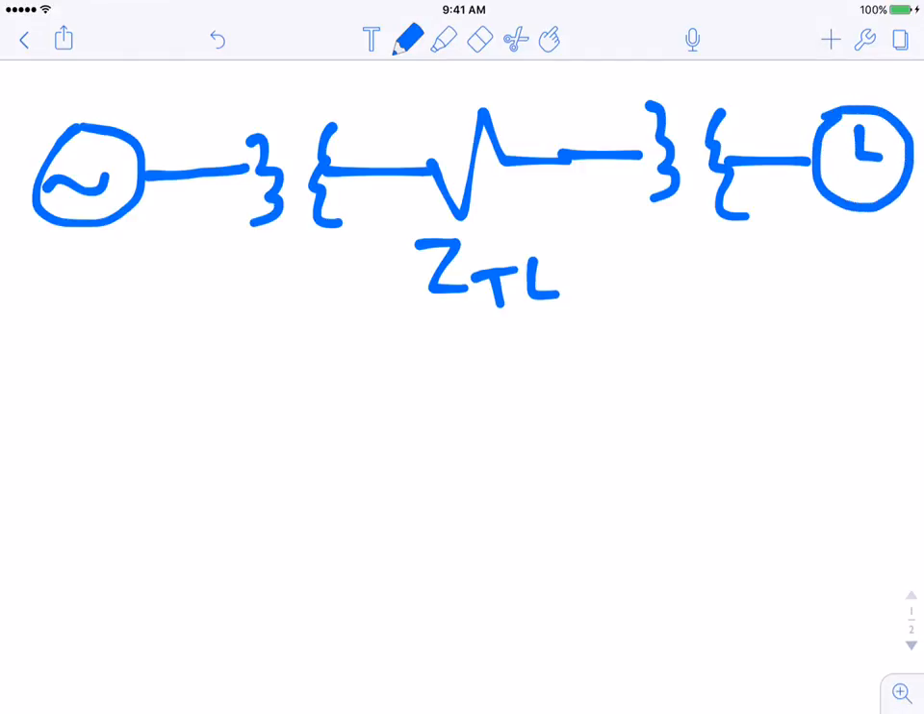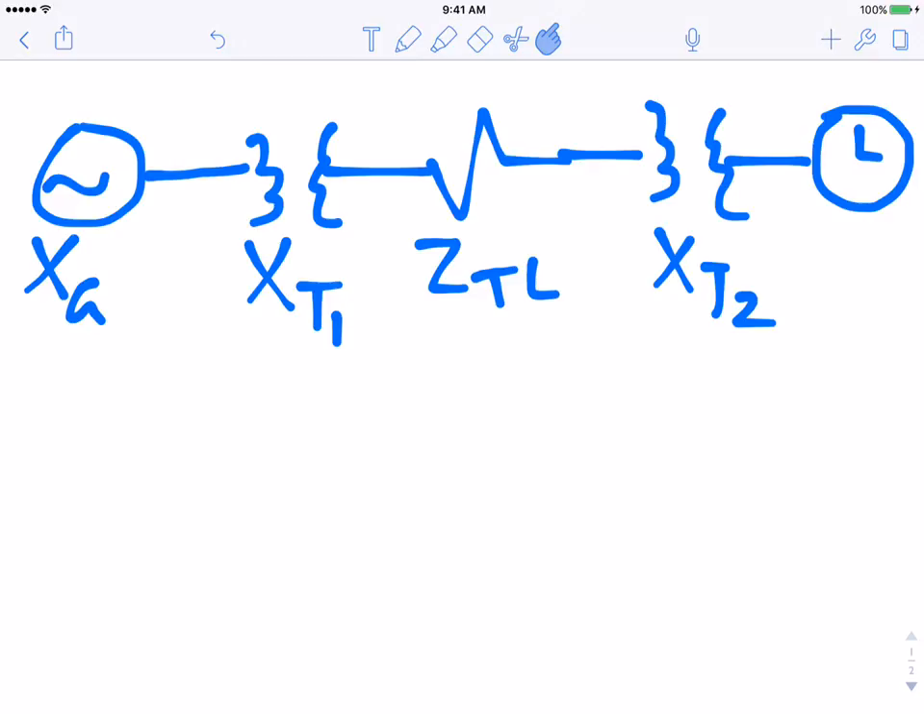Call that load L. And the other thing is that for the generator, they're going to give you some impedance. They're going to give you an impedance for this transformer. They're going to give you an impedance for this transformer. So now you have this system. You need to make a circuit that you can solve. Well, how do you do this? You basically figure out all the impedances you have and how they connect together.